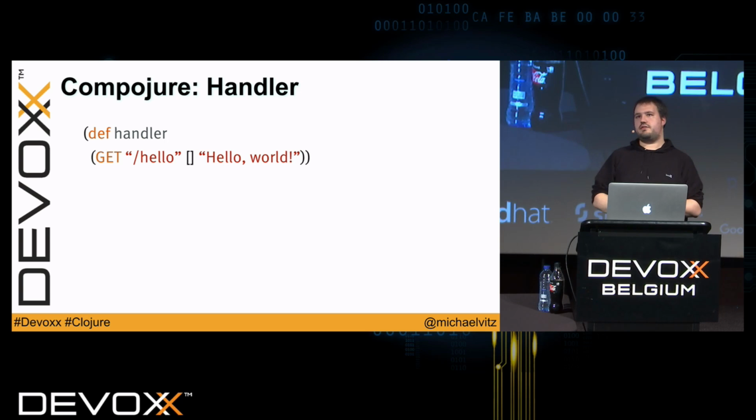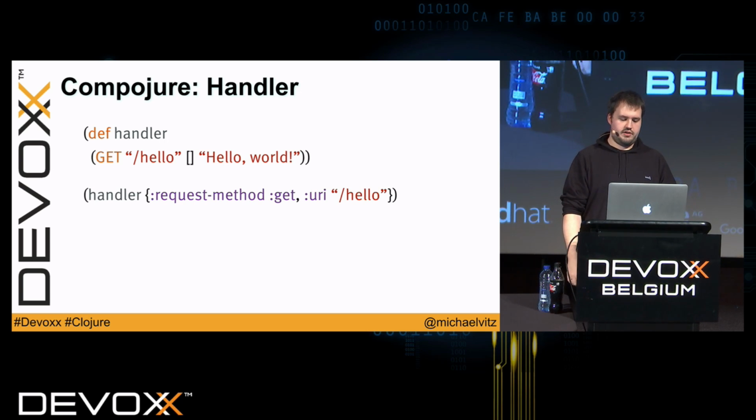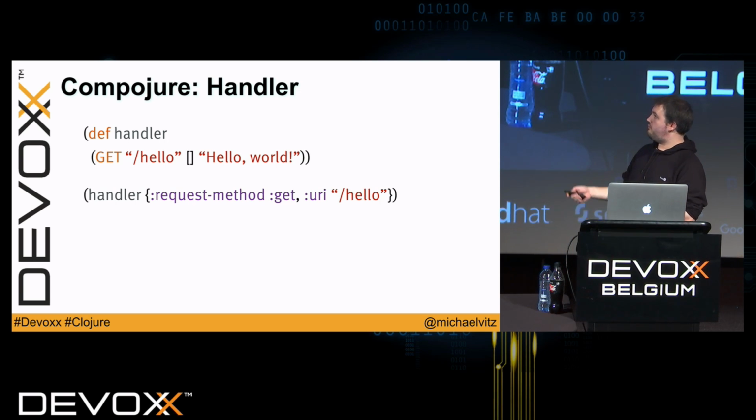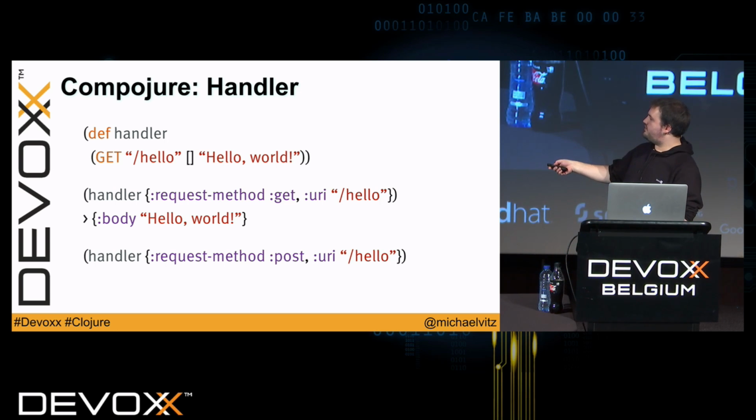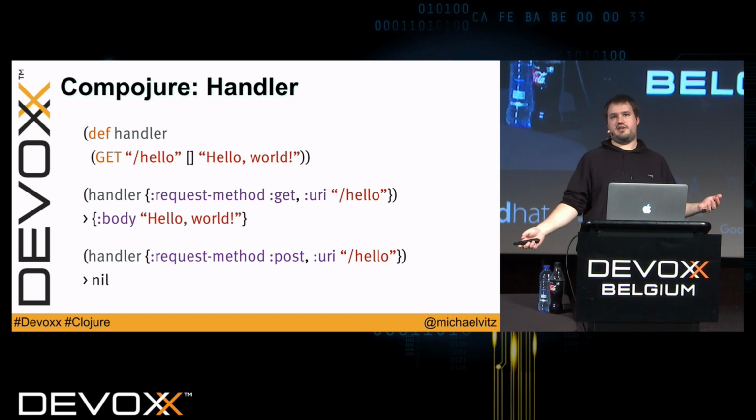And there I can omit this status stuff, because Compojure itself knows you're returning an HTTP response, and so if you don't specify your own status code, it sets it just to 200. And if I call this handler, so basically these are testable because it's only a Clojure function, I can call it in my Clojure code. If I give it such a request, it produces a body, of course. And if I change the request method and use the wrong one, it just says nil. So I couldn't handle it.